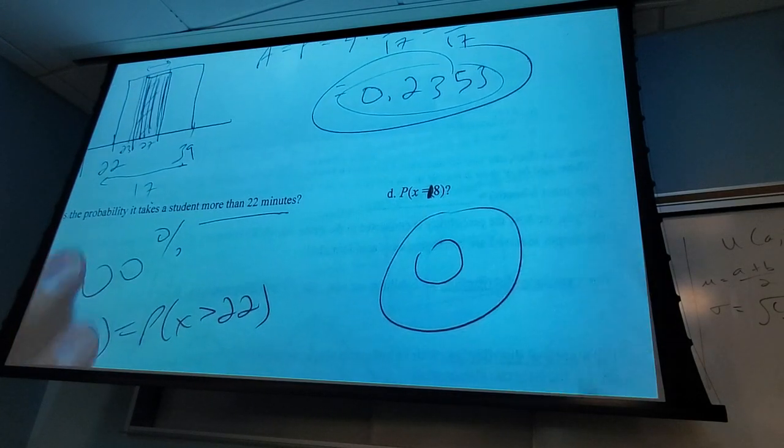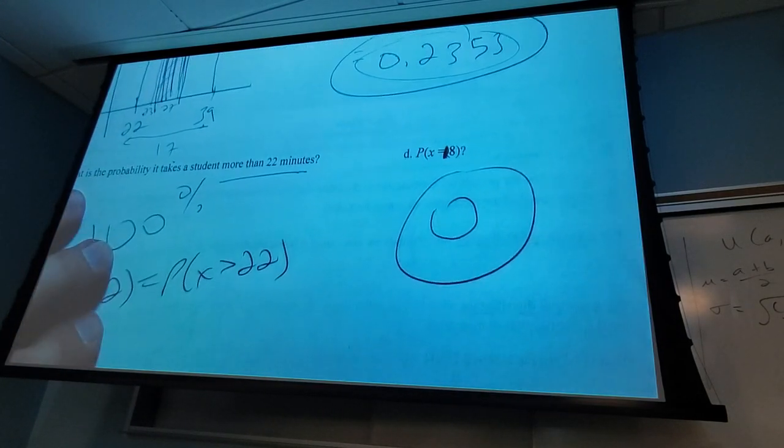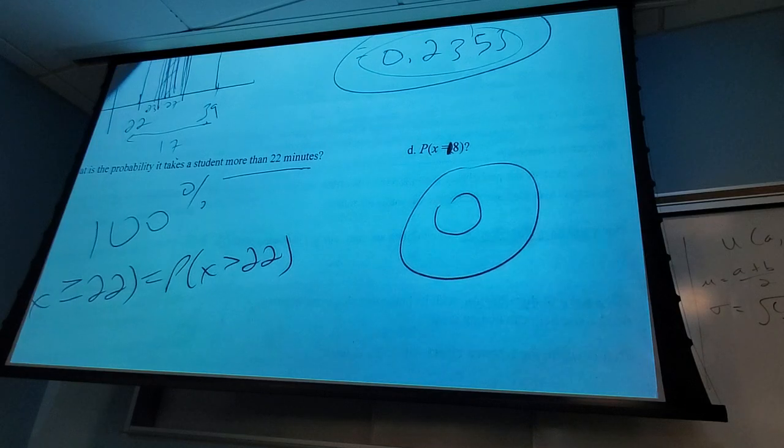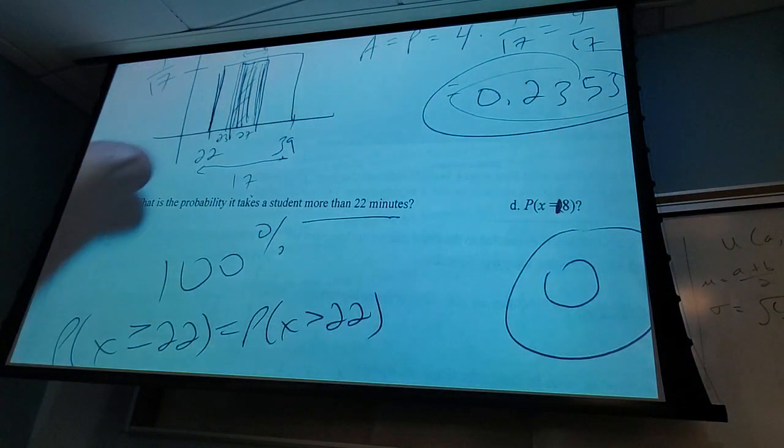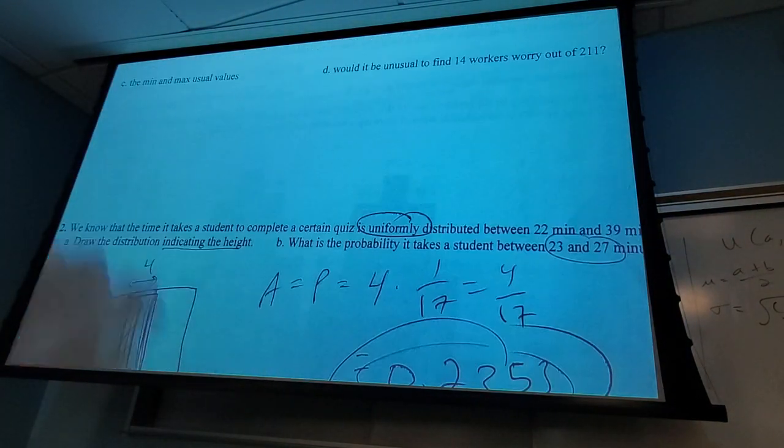So it's 0 for most humans. Okay. Is that all right? So that's why, if I say greater than 22, this doesn't add anything officially.